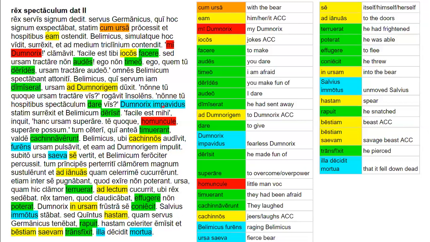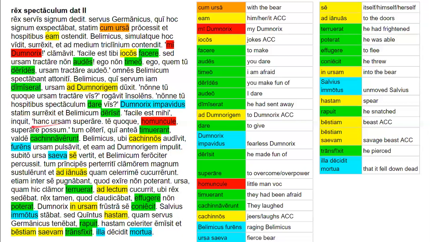Dumnorix impavidus statim surrexit et Bellimicum derisit. So Dumnorix, fearless, impavidus, statim, immediately got up and derided and made fun of Bellimicus. So two perfect tense verbs, statim is an adverb, and Bellimicum is the direct object of derisit.